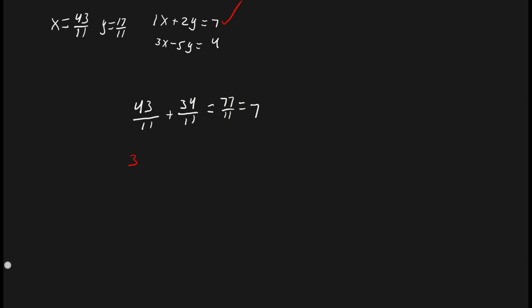And we'll test our solutions on our second equation. So we have 43 divided by 11 minus 5 times 17 divided by 11. So we have 129 divided by 11 minus 85 divided by 11, where we will get 44 divided by 11, which is equal to 4. So that satisfies our second equation, and we used Cramer's rule to solve and get the solutions to our system of equations. So thank you for watching and have a good day.